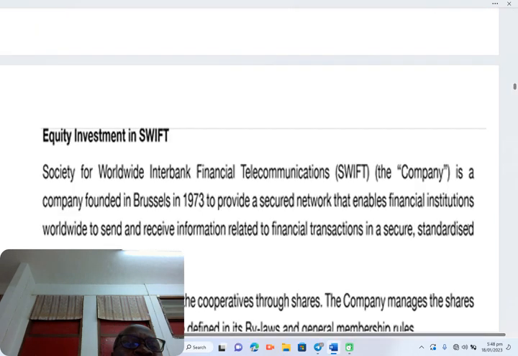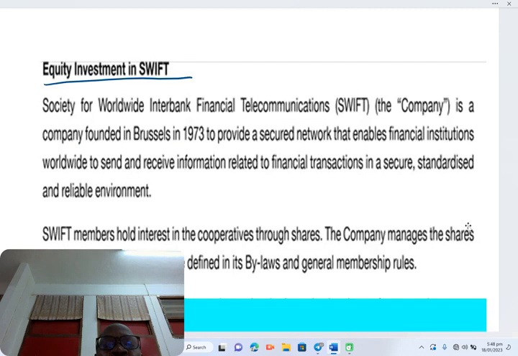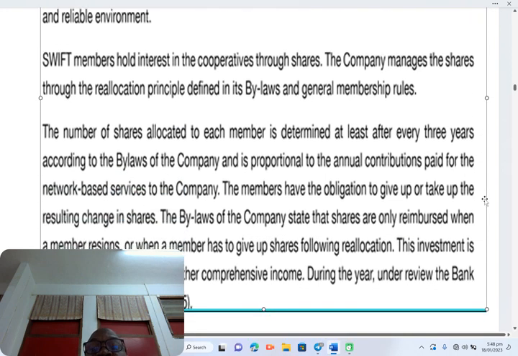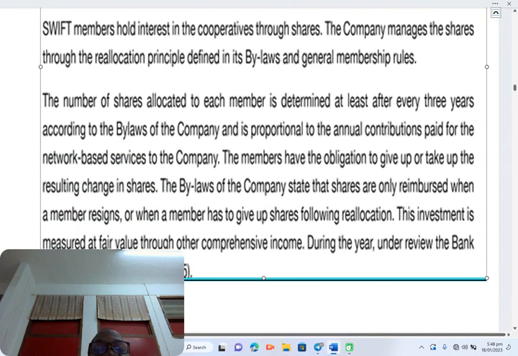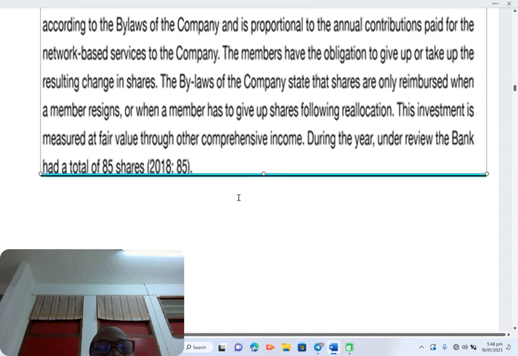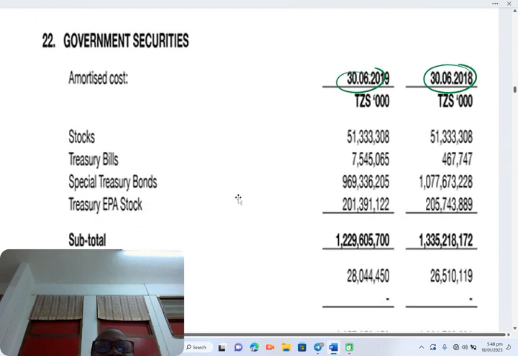And also the investment in SWIFT. Also, this is the description. You can see some of the information is very useful. Do we see the number of shares somewhere? No number of shares. But we see the price per share. Actually, shortcomings are there, but we have to adhere to the standards. Okay, so we have seen some of these examples. Let's see the government securities.